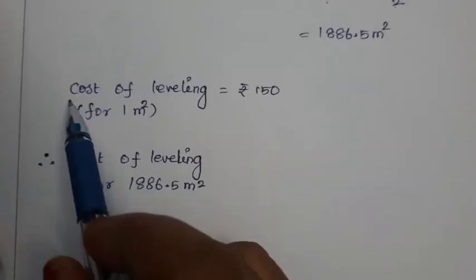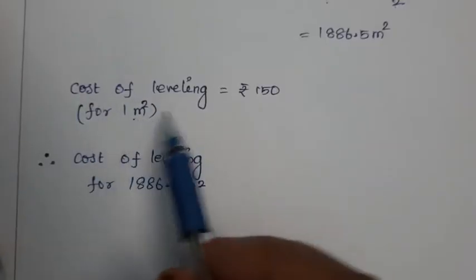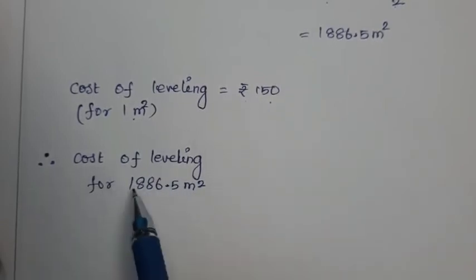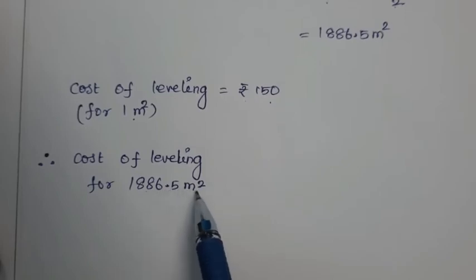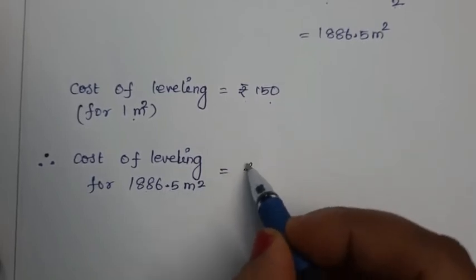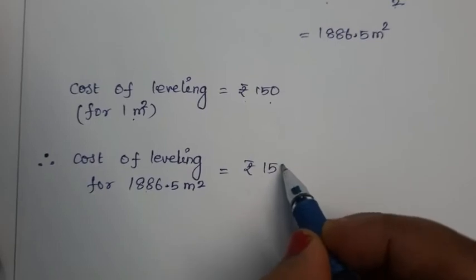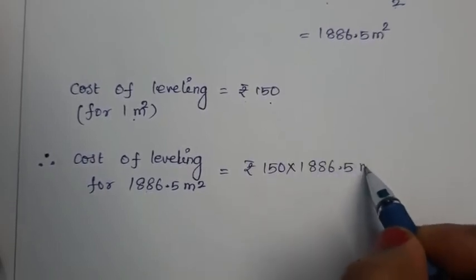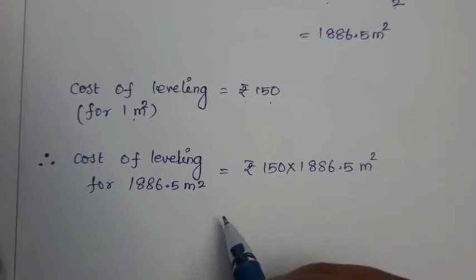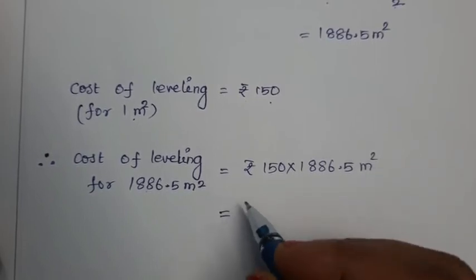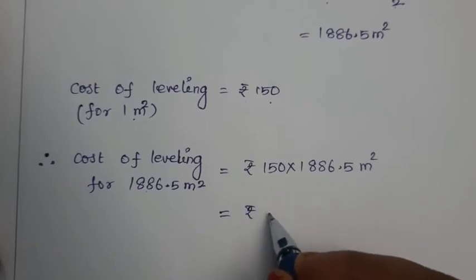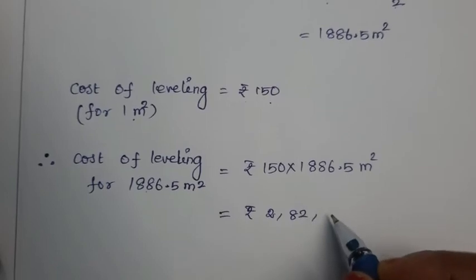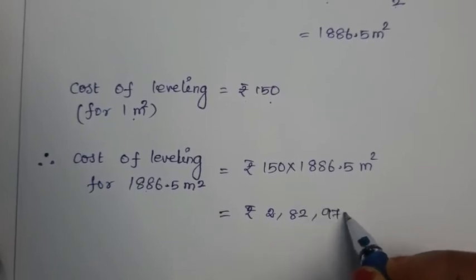Here in this question, it is given that the cost of leveling for 1 meter squared is equal to rupees 150. Therefore, the cost of leveling for 1886.5 meters squared is equal to rupees 150 into 1886.5 meters squared, which is equal to 2,82,975.